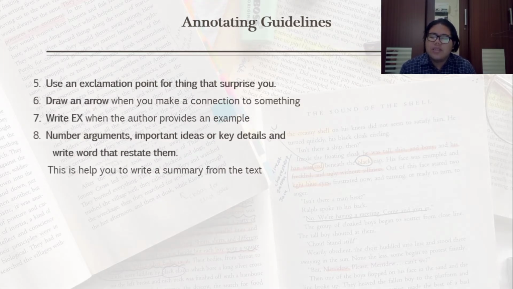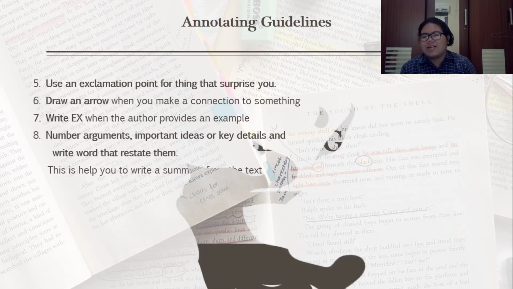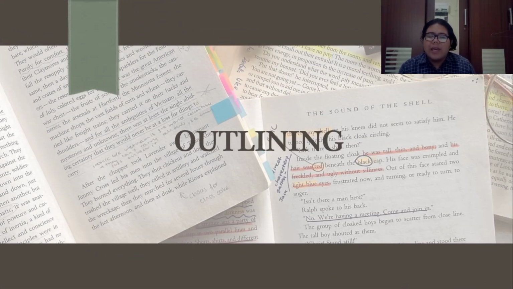Fifth, use an exclamation point for things that surprise you. Sixth, draw an arrow when you make a connection to something. Seventh, write X when the author provides an example. Eighth, number arguments, important ideas, or key details, and write words that restate them. This helps you to write a summary of the text. And the next topic is outlining.